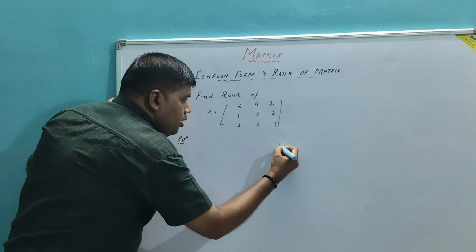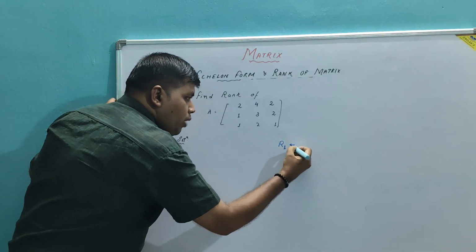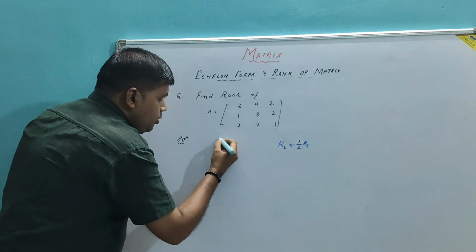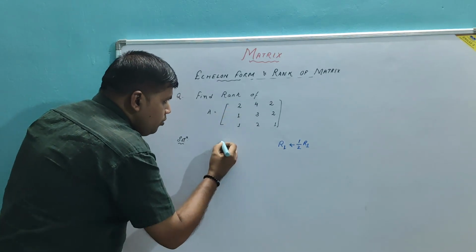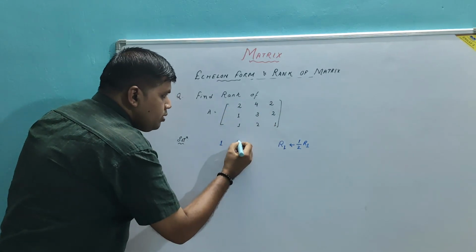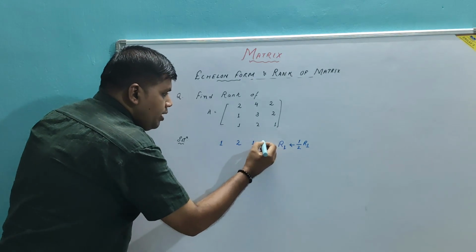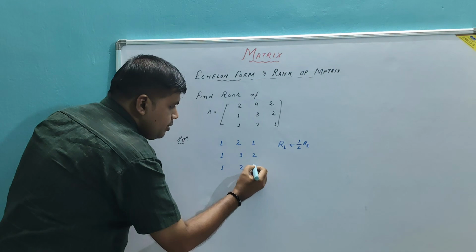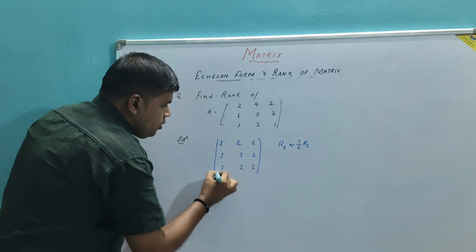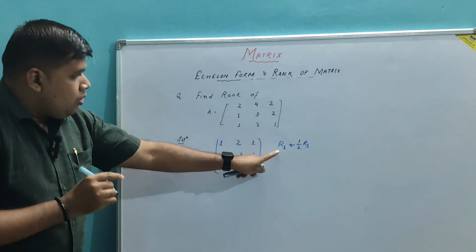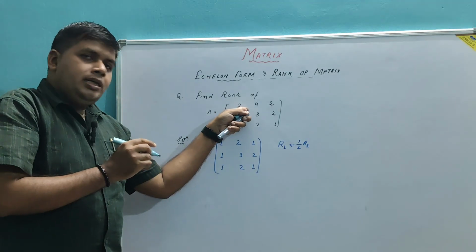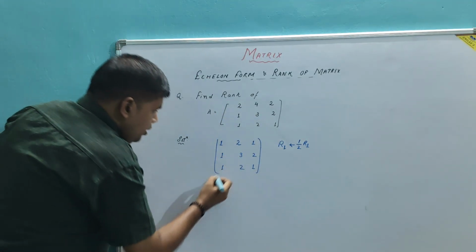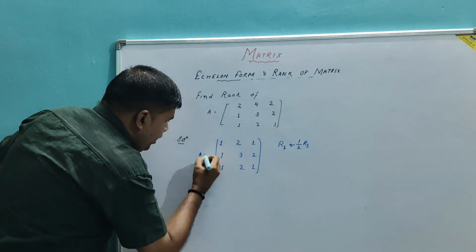So let's do R1, meaning row 1. We are dividing row 1 by 2. If we divide 2 by 2, it will be 1. 4 by 2 is 2. 2 by 2 is 1. And we keep the remaining elements the same. So what row operation did we perform here? We divided the first row by 2. Now, this is A.